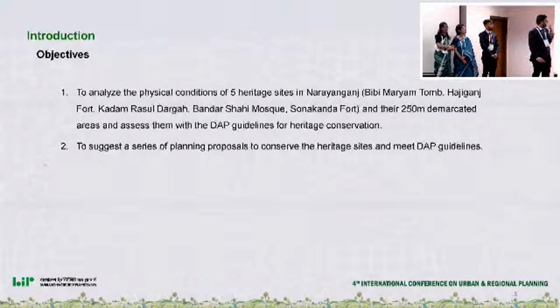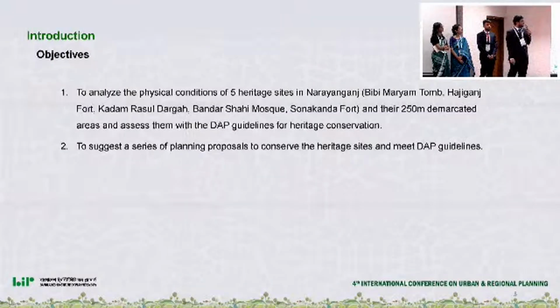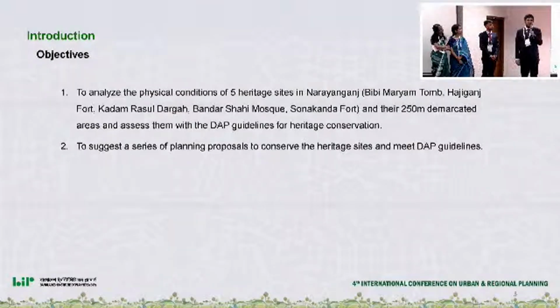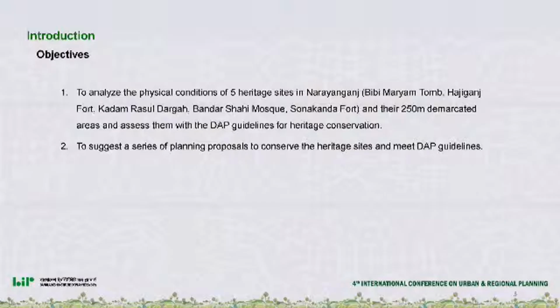SDG 11.4. The two main objectives of our paper were, first, to analyze the physical condition of 5 heritage sites in Narayanganj and their 250-meter demarcated area and assess them against the DIPE guidelines for heritage conservation, and lastly, to propose a series of planning proposals for conserving the heritage sites.